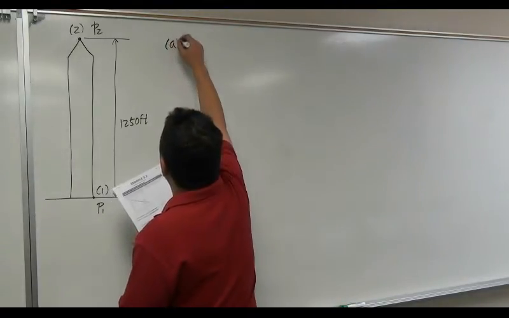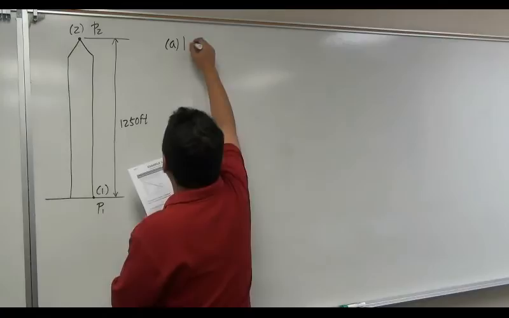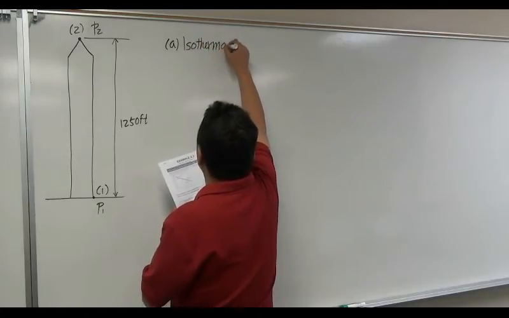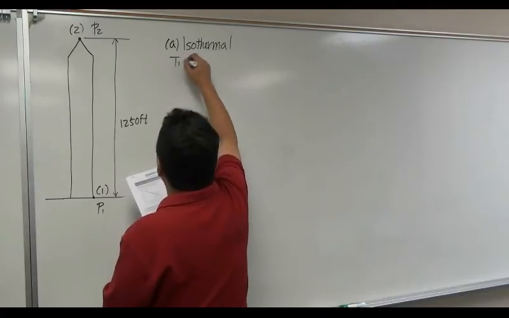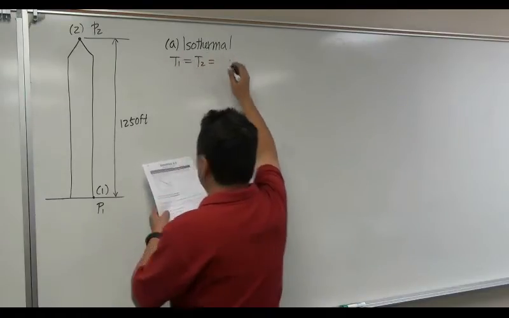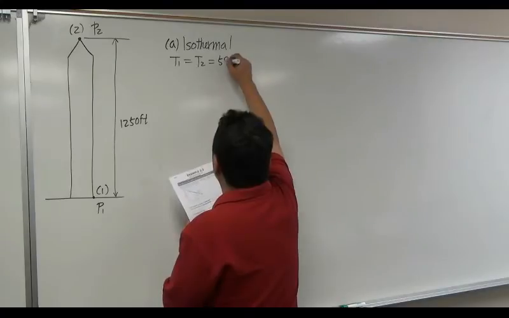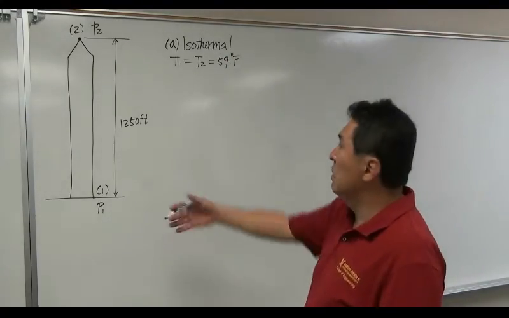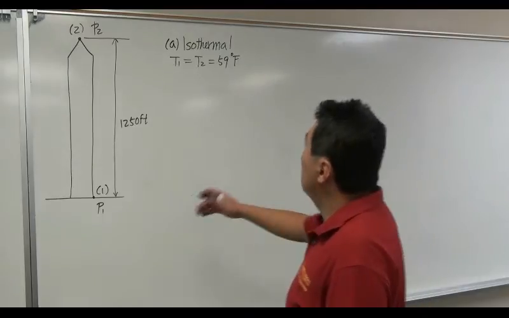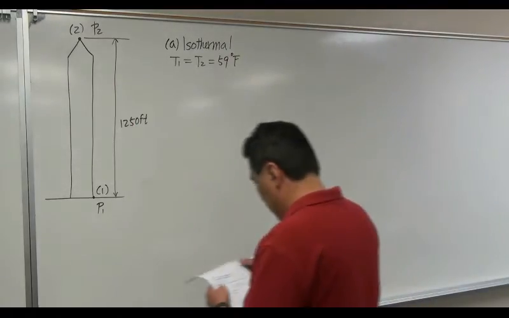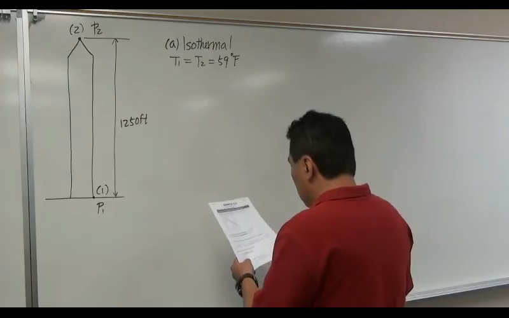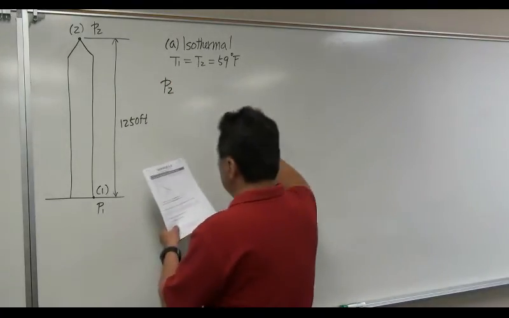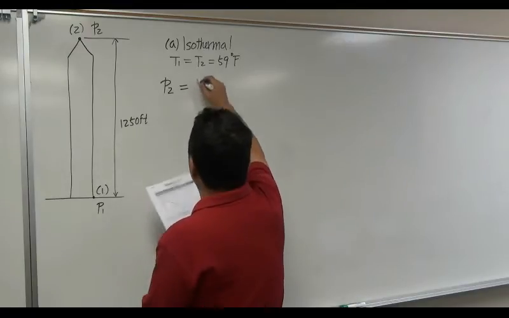A, let's assume isothermal. Means temperature 1 is equal to temperature 2 is equal to 59 degrees F, isothermal. Temperature doesn't change between location 1 and 2. If so, what is the pressure ratio? Okay. We are going to obviously use this equation, isothermal pressure variation equation we derived. Okay.